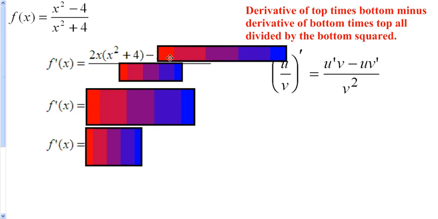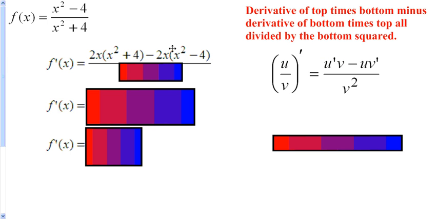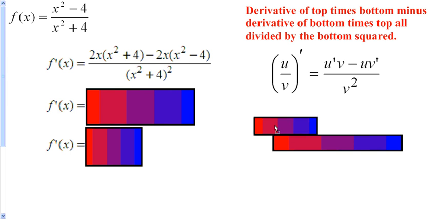Minus. Then we've got to take the top, which is your x squared minus 4. Multiply it by the derivative of the bottom. That's where this 2x comes from. Now, we've got to put that over your denominator, but all squared.